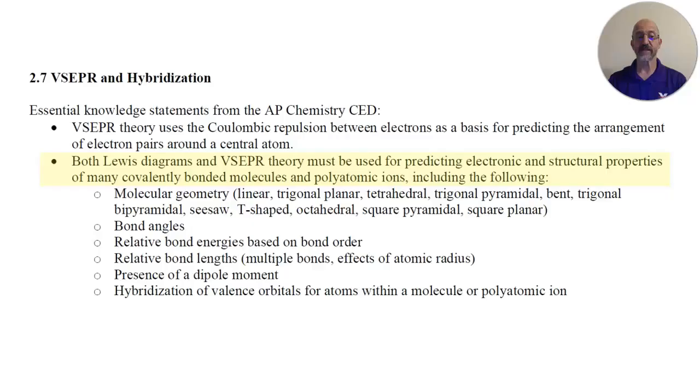Both Lewis diagrams and VSEPR theory must be used for predicting electronic and structural properties of many covalently bonded molecules and polyatomic ions, including the following: molecular geometry such as linear, trigonal planar, tetrahedral, trigonal pyramidal, bent, trigonal bipyramidal, seesaw, T-shaped, octahedral, square pyramidal, and square planar. Other properties include bond angles, relative bond energies based on bond order, relative bond lengths, multiple bonds, effects of atomic radius, presence of a dipole moment, and hybridization of valence orbitals for atoms within a molecule or polyatomic ion.